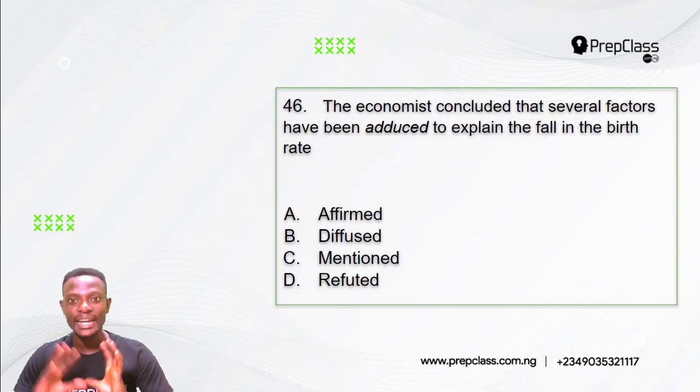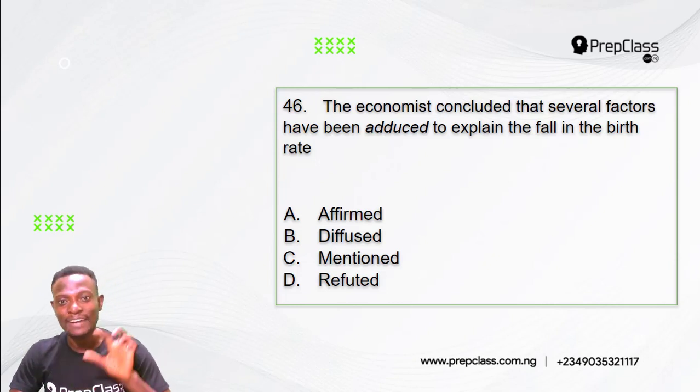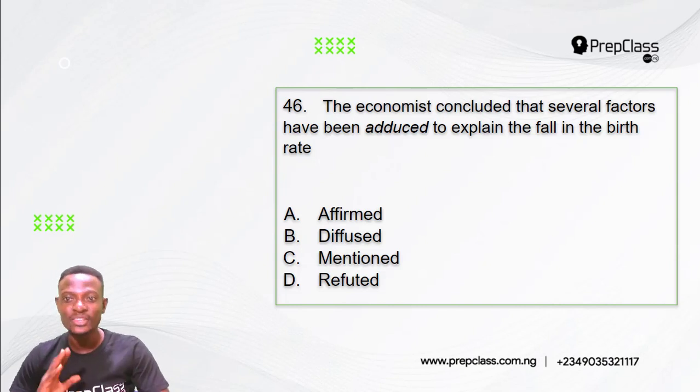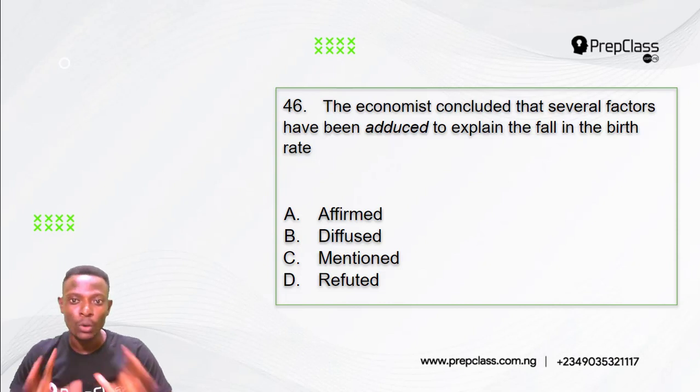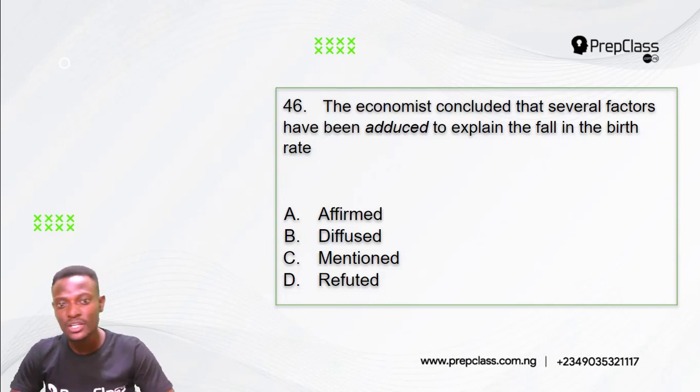The economists concluded that several factors have been adduced to explain the fall in the birth rate. The word in italics here is adduced. So which of these options is the opposite in meaning to adduced? Option A, affirmed. Option B, diffused. Option C, mentioned. Option D, refuted.